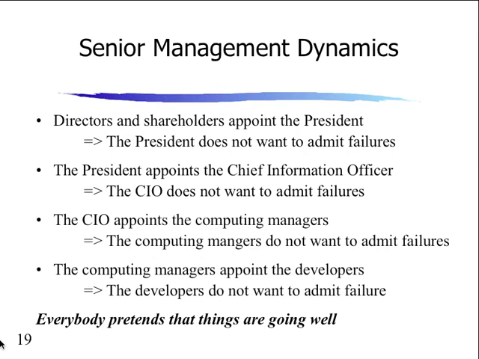Senior management dynamics, another problem. The shareholders appoint the directors, and the president doesn't want to admit failures. The president appoints the chief information officer. He doesn't want to admit failures. The CIO appoints computing managers, department managers. They don't want to admit failures. The computing managers appoint developers. The developers don't want to admit failure. Who's going to admit the failure? The people. Everybody pretends that things are going well.